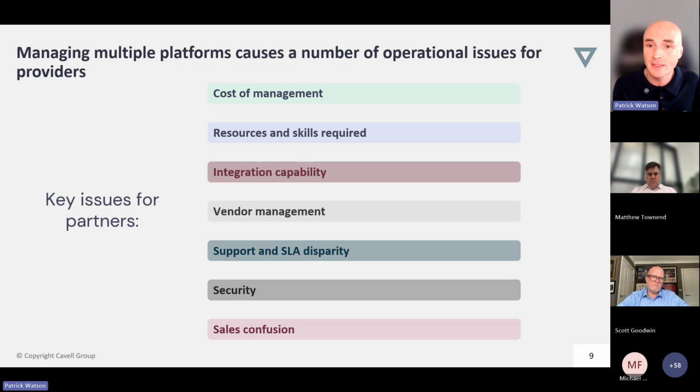That's as well as key things across support and SLA disparity across different systems. If you want to offer a ubiquitous system to your customers, but yet they're running on a variety of different systems, how can you standardize on support offerings and your service level agreements?